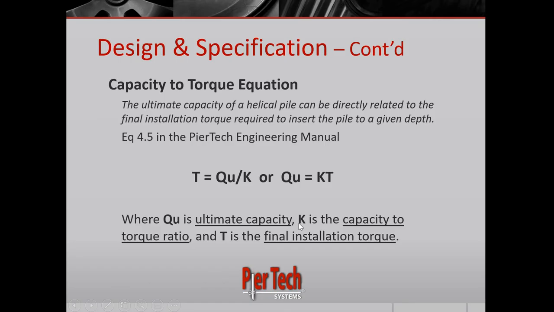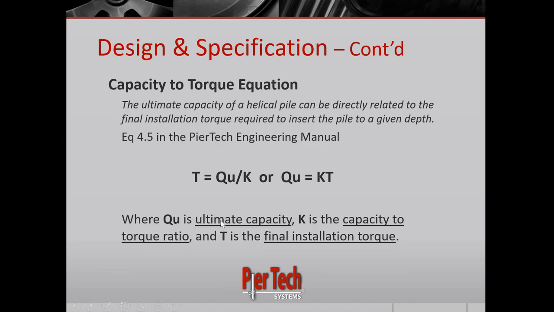And then you have the K factor, which is also known as the capacity to torque ratio. The capacity to torque ratio is specific to the shaft size you're installing. I'll show you those on the next slide. And then lastly, you have T, which is the final installation torque. And that'll be something that you collect in the field as you're installing.